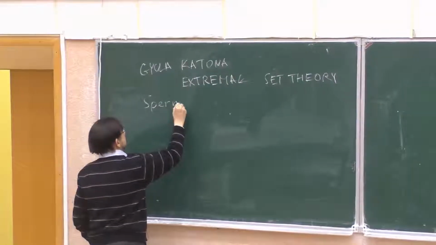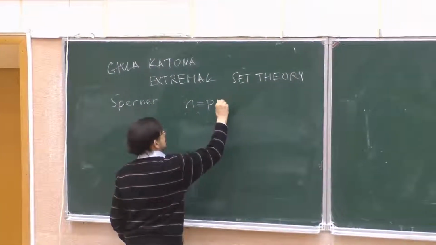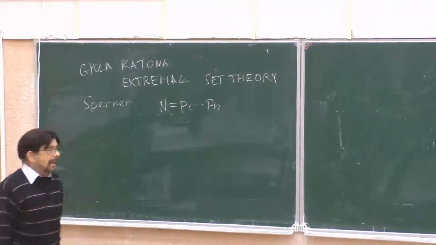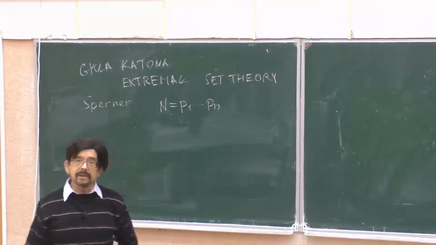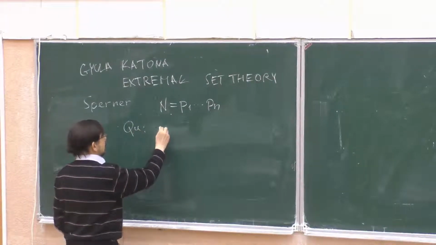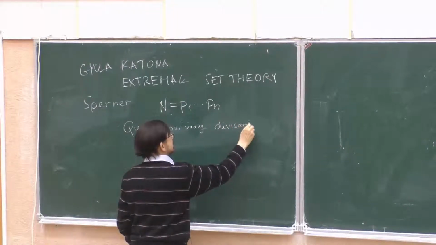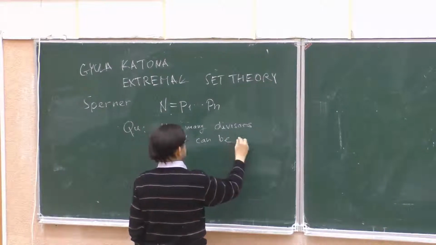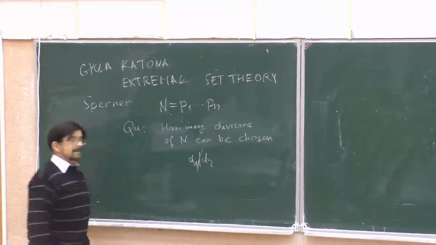The German mathematician Sperner asked: if you have an integer n which is square free, so when you take its prime expansion, every prime appears only once, with no square or third power, how many divisors of n can be chosen in such a way that one divisor doesn't divide the other one?